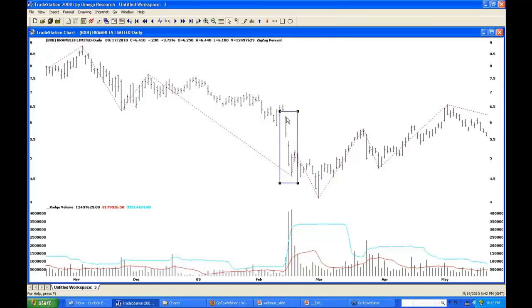Brambles, off this high, 1, 2, 3, 4, 5. Not particularly textbook, but look at this. Big blow-off situation right here. Look at that. Big, wide-ranging bars, gaps, bad news event going on here. Look at this massive volume. People just getting out. And then look what happens.